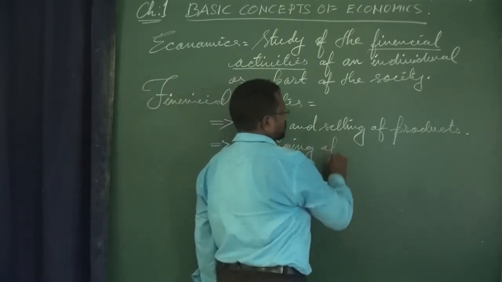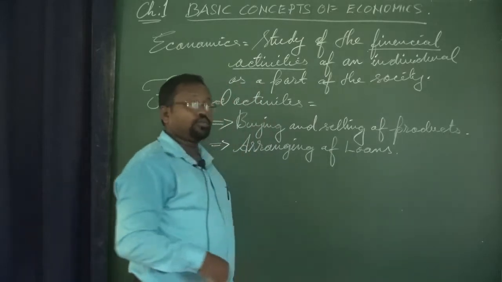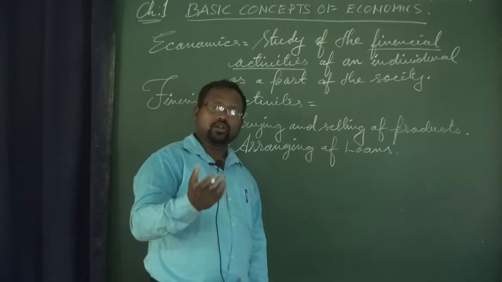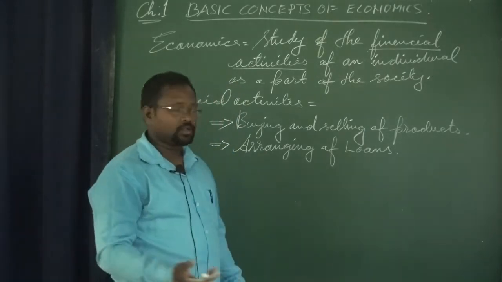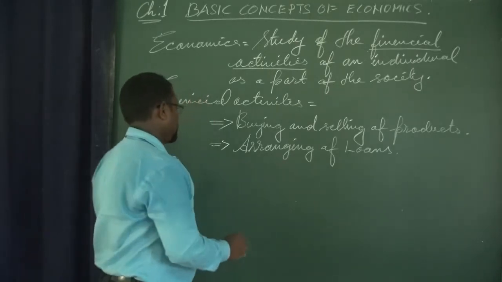arranging of loans. To produce something, we need money, and to get loans, how to get, where to get, where to make the arrangement, this activity is called a financial activity.